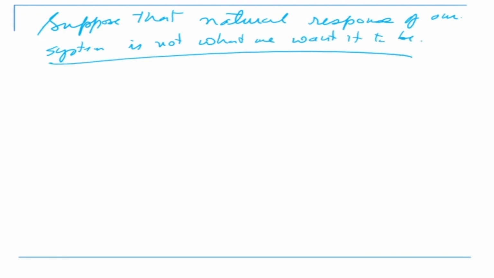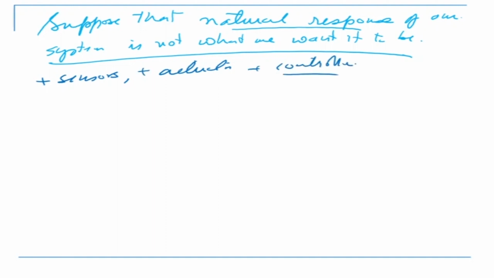Okay, in that case, what we can do is, with the use of sensors, an actuator and a control system, we can modify the system behavior and make it as desired. So we have the natural response of the system, and we don't like the natural response, so we can add what we call sensors. Then we can add an actuator and a controller to get my desired response.